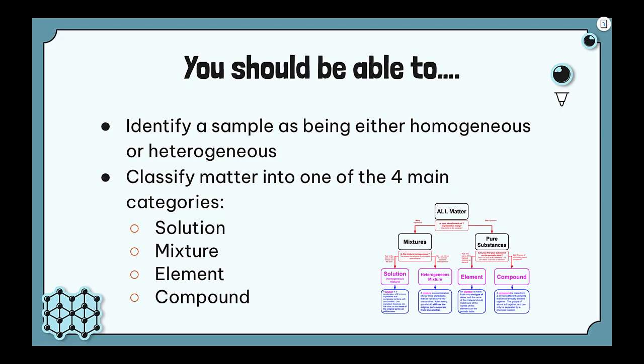And that's pretty much it, ladies and gentlemen. At this point in time, you should be able to do a couple different things. First of all, you should be able to identify a sample as being either homogeneous or heterogeneous based on the definitions we identified. And you should now be able to classify matter into our four main categories: a solution, a mixture, an element, or a compound. Again, I think that flow chart is pretty key in the beginning, especially if you feel like you're having trouble with the topic, but I think within a very short amount of time and practice, you should definitely be able to wean yourself off of it.